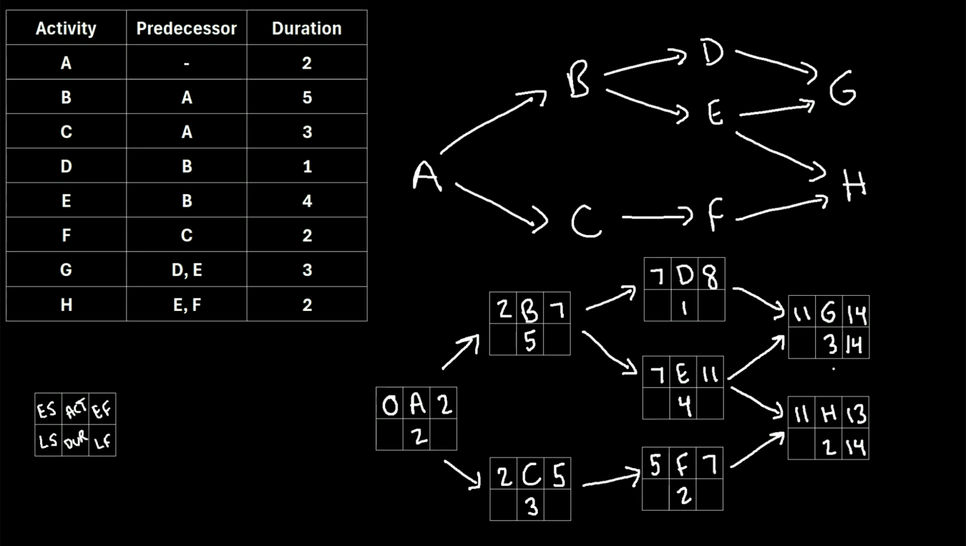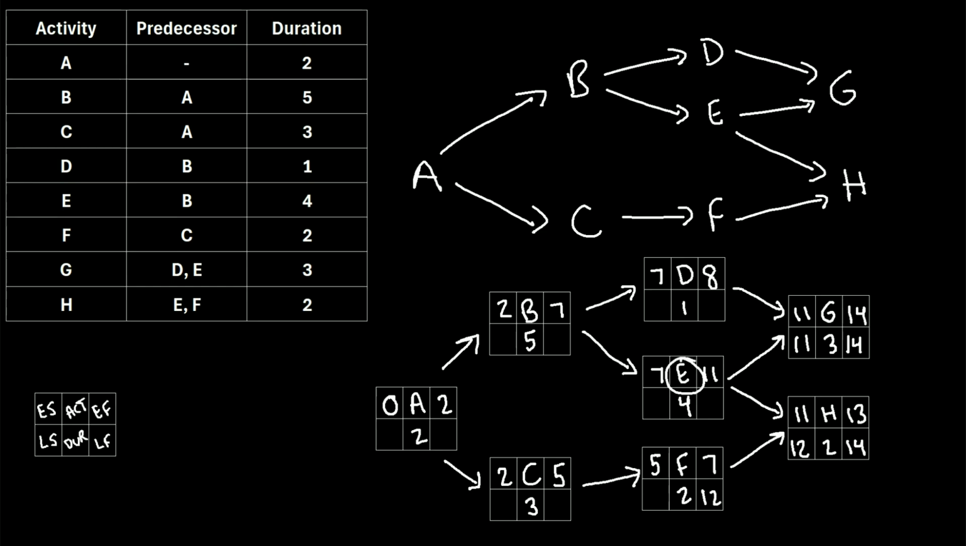Now to find the late start of an activity, just take the late finish and subtract the duration. So for activity G, that would be 14 minus 3, which is 11. For activity H, that would be 14 minus 2, which is 12. Then take the late start of an activity and move it into its preceding activity for the late finish. So for activity F, we'll put a 12 right here.